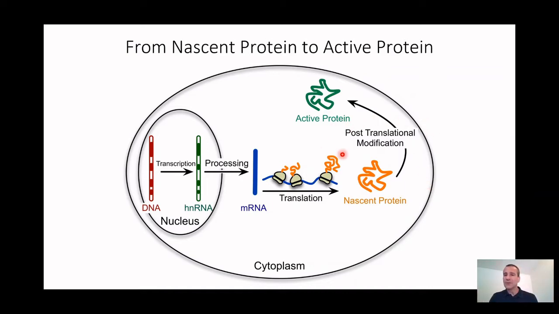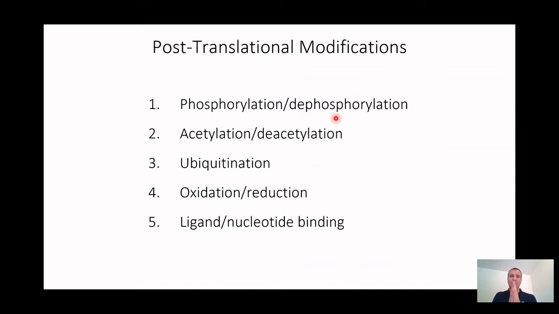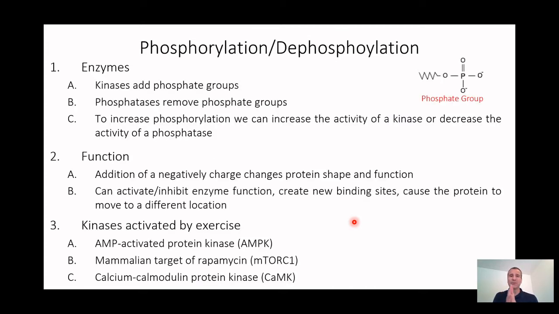Now we're going to talk about post-translationally modifying these proteins so that they can become more or less active. The post-translational modifications that we're going to talk about are phosphorylation, dephosphorylation, acetylation, deacetylation, ubiquitination, oxidation, reduction, and ligand or nucleotide binding. These are the 5 that we're going to talk about in this course, because these are the 5 that are most regulated and most important in driving the exercise response that we're going to see physiologically within muscle and other tissues. So what are we talking about when we're talking about these things?